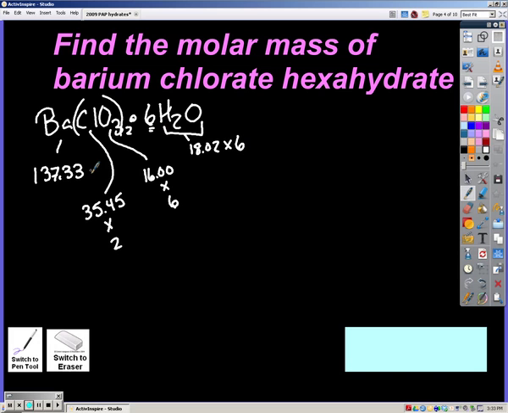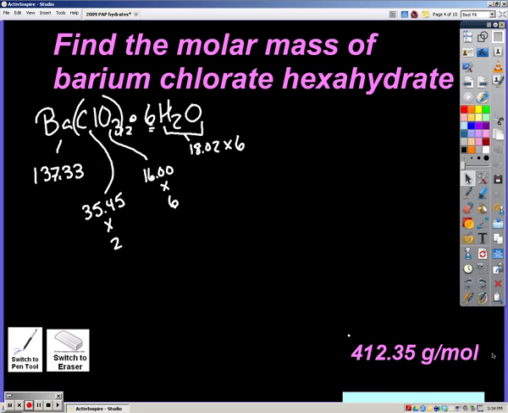Add all your products up, and you should get 412.35 grams per mole.